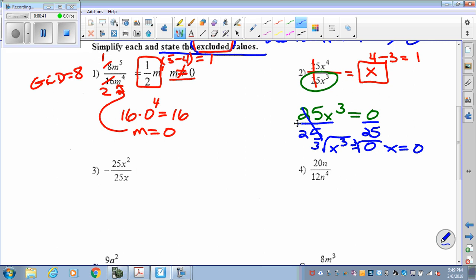So if x equals 0, this whole denominator is going to be equal to 0, and that cannot be. So x cannot equal 0. That would be an excluded value.